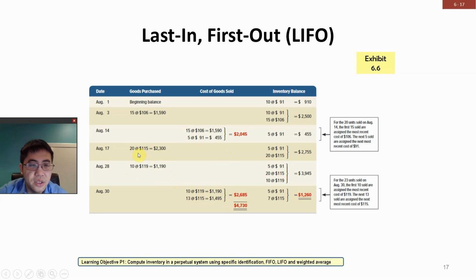And how many got left? So from this block, it's not completely gone because you only get 13 of it, so 7 got left. And this block is gone, and also this block is gone, right? So the beginning inventory also got some left over. So that is 5. So your eventual inventory balance is 5 from the beginning balance, and also 7 from the purchase on August 17th.